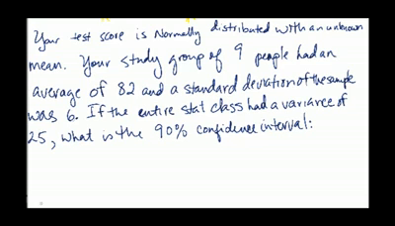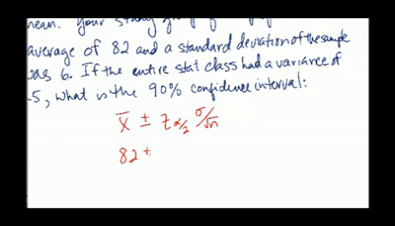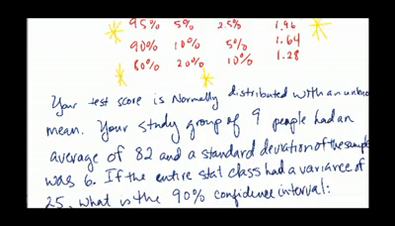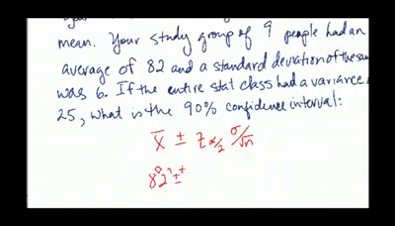Well, what you've got to do there is first write the formula. X bar plus or minus z of alpha over 2 times sigma divided by the square root of n. So we know that x bar was 82, plus or minus z alpha over 2. In this case, if we have a confidence level of 90, our alpha is 10, alpha over 2 is 5, and our z-score that corresponds to that is 1.64.